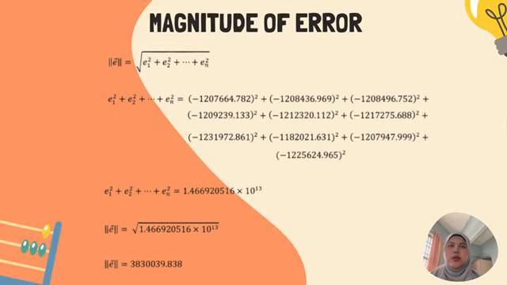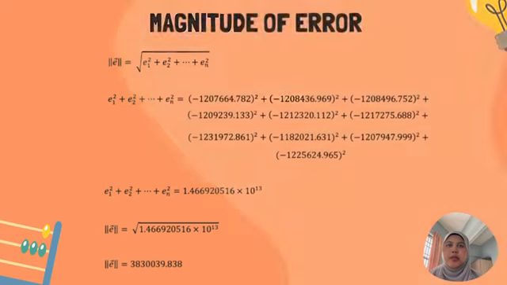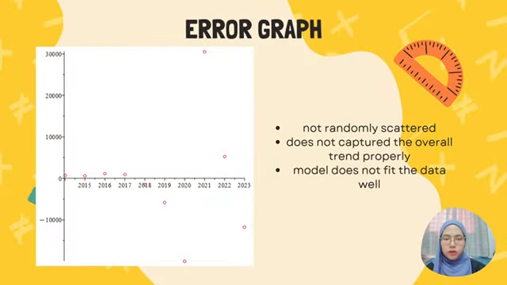To find the magnitude of error for the manual calculation, we manually square each error number, add them all up, and then take the square root of the final sum. The total of the squared error equals 1.4669205 times 10 to the power of 13. This calculation leads us to the final magnitude of error, which is 3830029.838. Last but not least is the error graph.